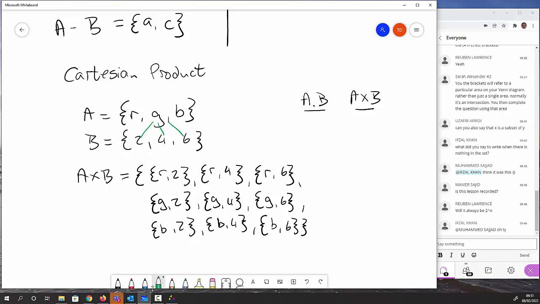I've got all the green ones, I've got all the blue ones, and I've got all the red ones. And if you count the number of lines on there, it's 9. If you look at this, I've got 3 rows of 3, which is also 9. So that's the Cartesian product.